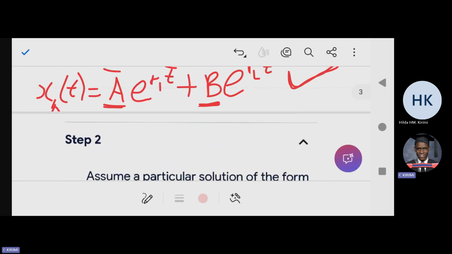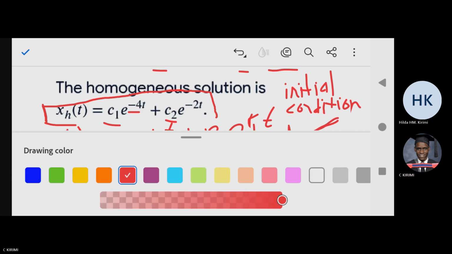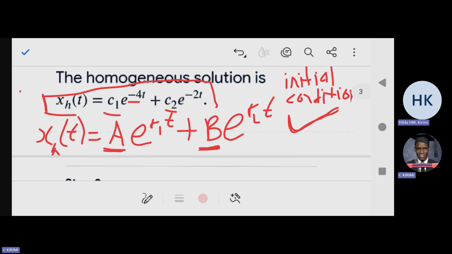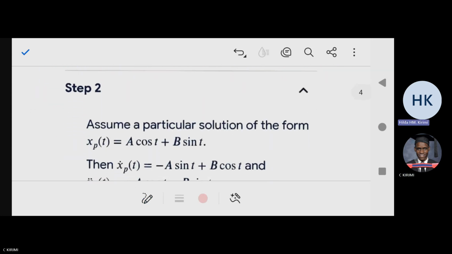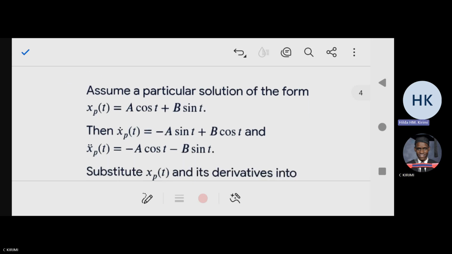Then we are here now at the homogeneous part of the equation. So now we have substituted our roots, which means we are at this step. From that step, we want to solve for the constants. What is C1? What is C2? Using the initial conditions. Yes, that's what we are doing. Right. Let's go to the particular solution.